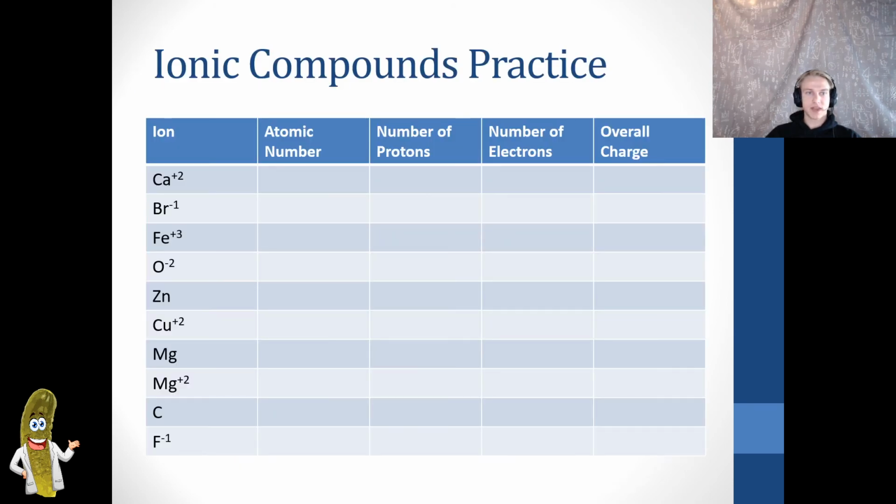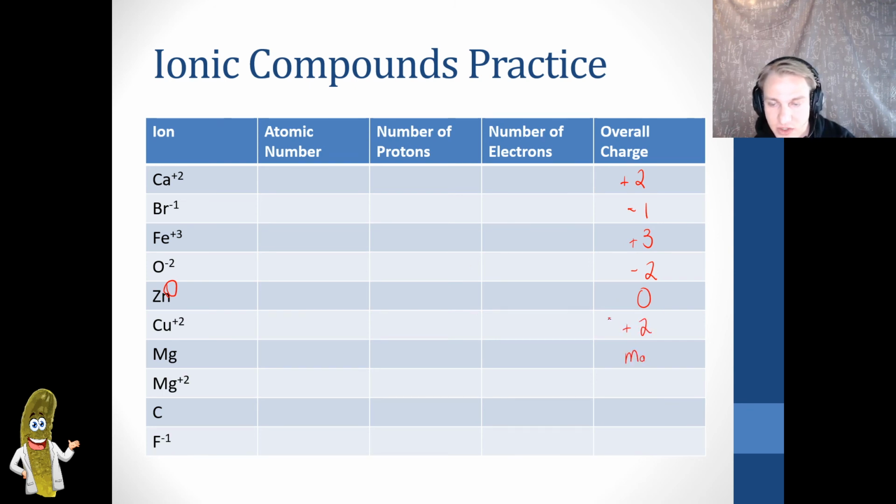So this is some more of that ionic compounds practice. The idea with this is we want to be able to look at the atomic numbers, the number of protons, the number of electrons, and the overall charge. With all of these, you can see what the overall charge is. For this first one, calcium is a +2. Bromine has a -1. This Fe, this iron, has a +3. Oxygen has a -2. Zinc doesn't have any charge written up here, so that means it has a charge of 0. Copper is a +2.